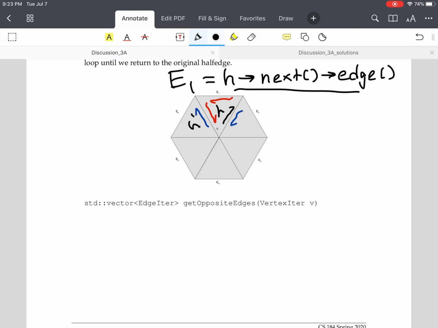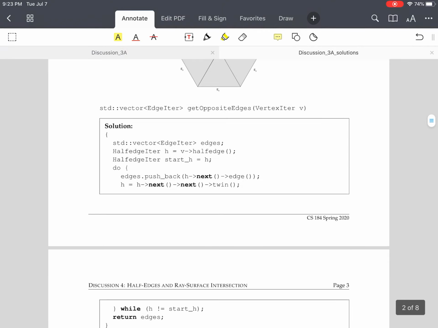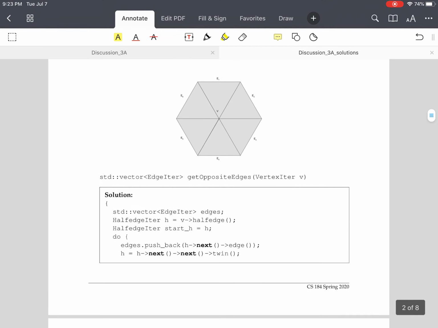And so that can be our h prime. And once again, we do the same thing. So that's another alternative: h prime is equal to h's next's next's twin. Okay, so one of the keys here is that there's two different ways to do this. Basically, we could move around this mesh in multiple ways. There's not just one solution. And that's one of the good things about the half-edge data structure, there's multiple ways to accomplish the same thing.